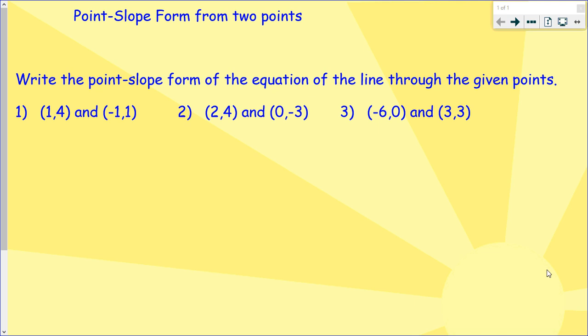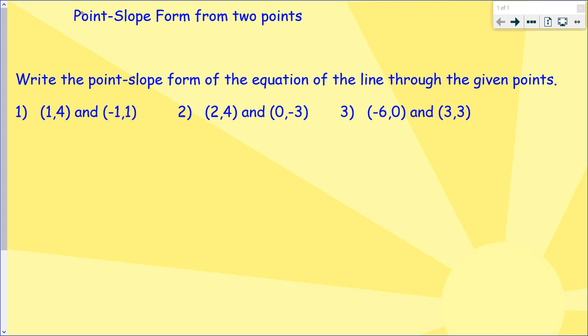This video is going to show how to write the equation of a line in point slope form if you're given 2 points on the line. So again, what we're doing is we're going to be given 2 points. The line that goes through these 2 points, we want to write the equation of it in point slope form.